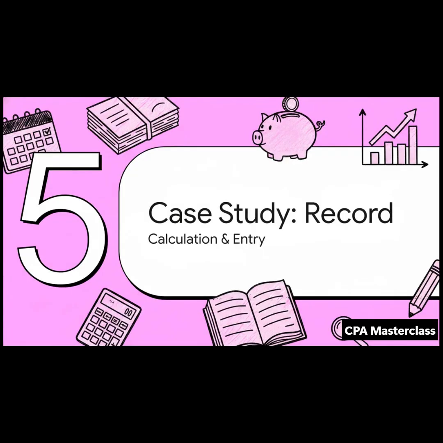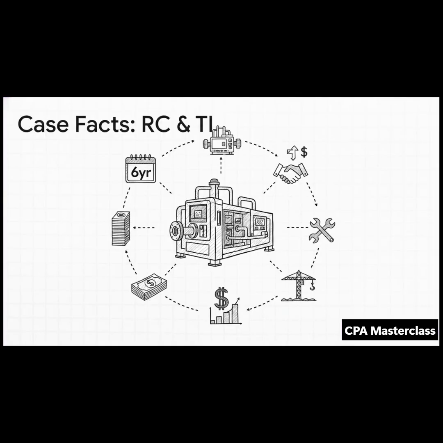Let's get our hands dirty with another example. This time, we're going to focus on the calculation and the all-important journal entry. And again, this should be a really good spot to pause and write down the details of this next case. So in our second case, we've got Ragnacorp leasing some equipment from Toric Inc. The key facts are, it's a 6-year lease with payments of $40,000 a year.